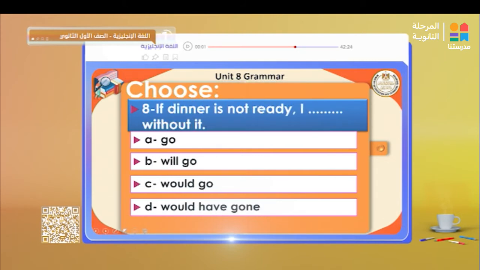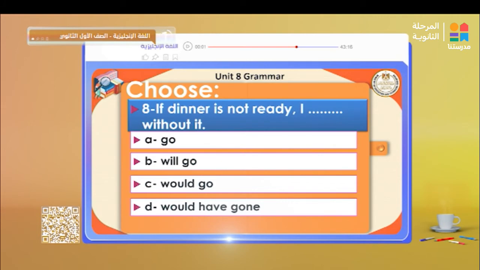Question number 8. If dinner is not ready, I without it. عندنا الverb هنا present is. If dinner is. يبقى طالما الفيرب present يبقى أنا أكيد هستخدم إيه؟ ينفع أستخدم go, will go, would go or would have gone. طبعا طالما الفيرب present أكيد أنا هستبعد خالص would go و would have gone. ممكن أفكر في go و will go.